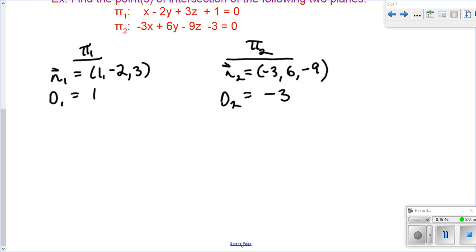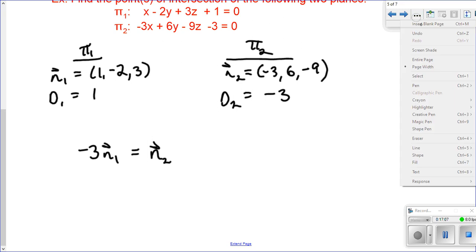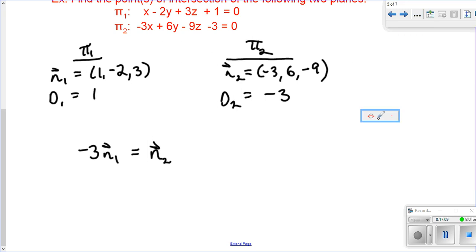Now, can I find a connecting ratio here? Yes, I think I can. It looks to me like if I multiply normal 1 by -3, I get normal 2. Does that hold? -3 times 1 is -3. -3 times -2 is 6. -3 times 3 is -9. Yes, it holds. So let's just check that off.